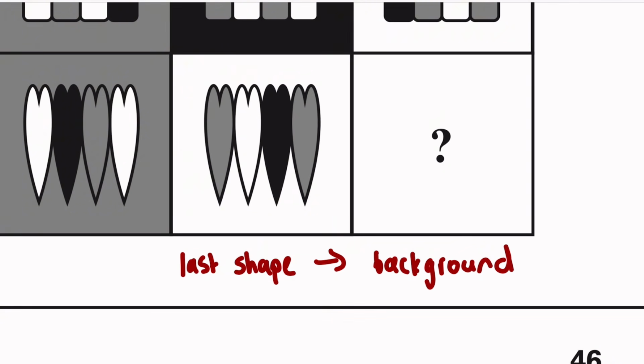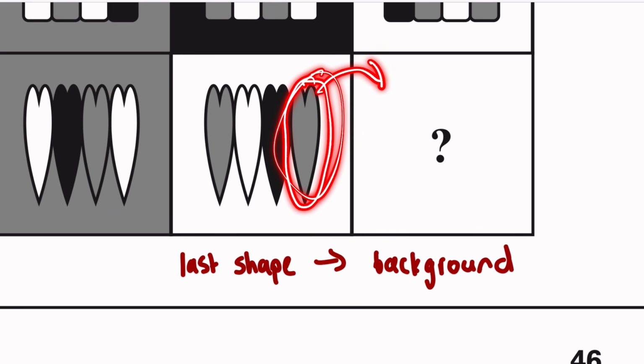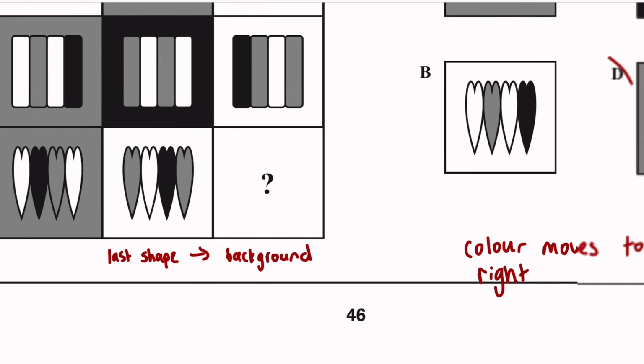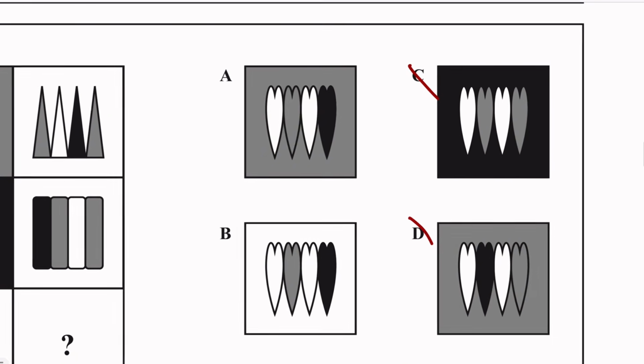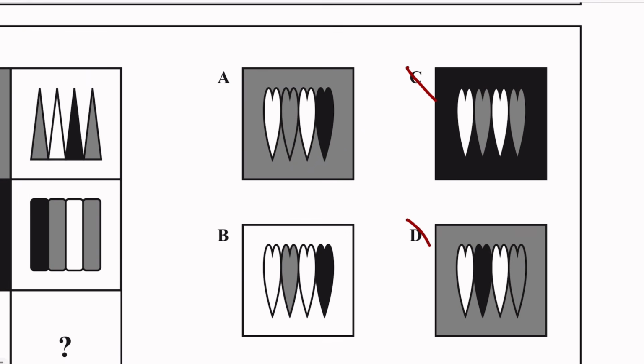So what's the last color in this box here? It's gray. So gray should become the background. Okay, it should become the background. So which one has gray as a background, A or B? A. Okay, so A is our answer and B is wrong.